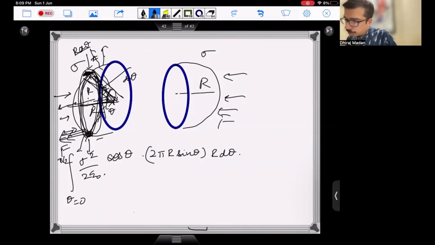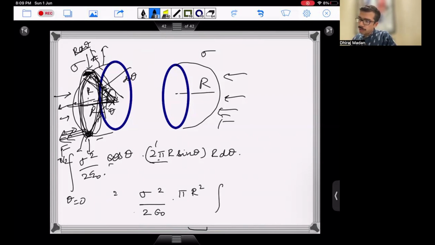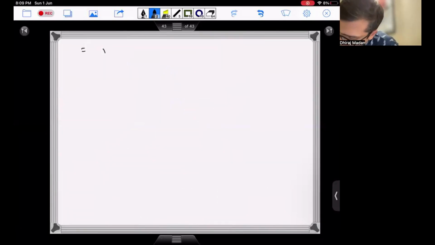So how do we do that? Sigma square over 2 epsilon naught I can take outside, and this pi r square also I can take outside, and I'm left inside the integral with 2 sine theta cos theta, which is sine 2 theta, sine 2 theta d theta. Theta goes from 0 to pi by 2. So overall, this integral happens to be sigma square over 2 epsilon naught times pi r square.